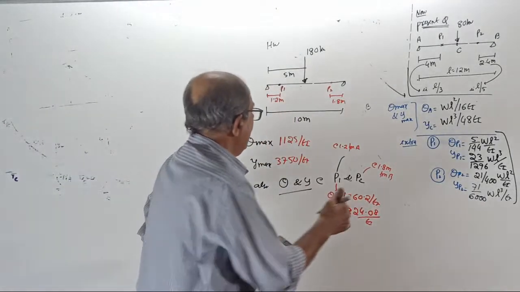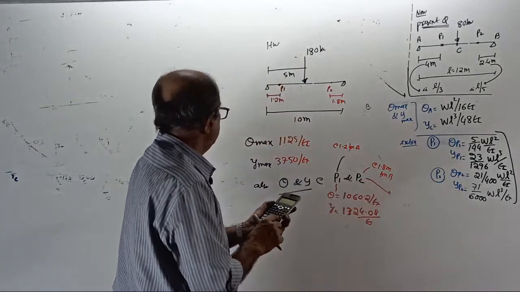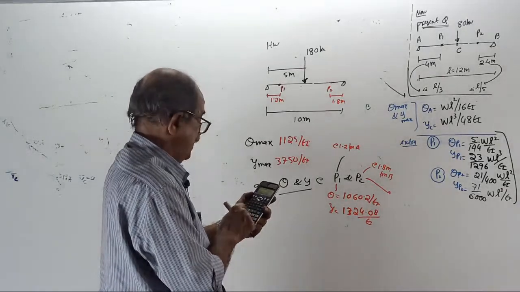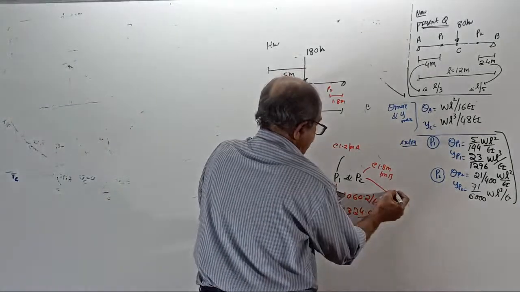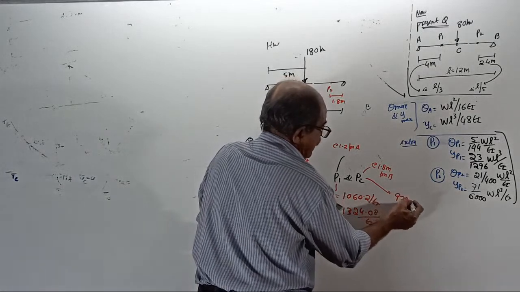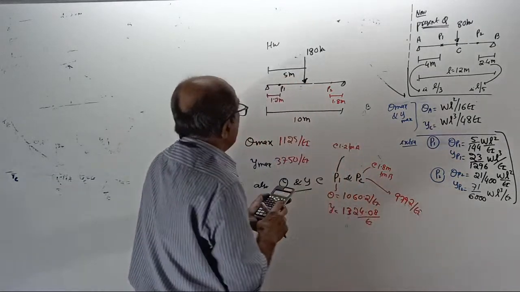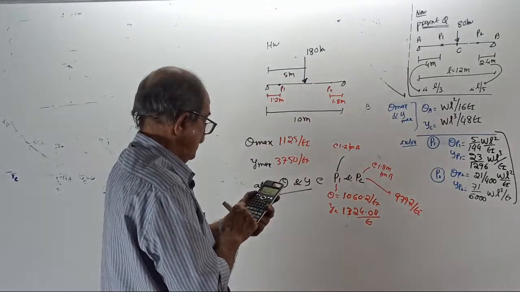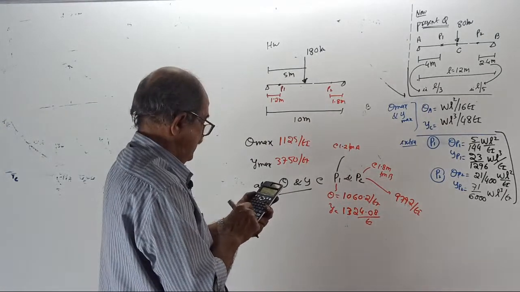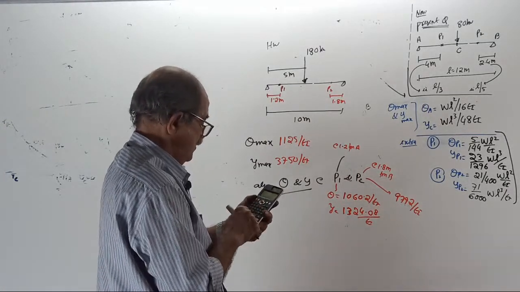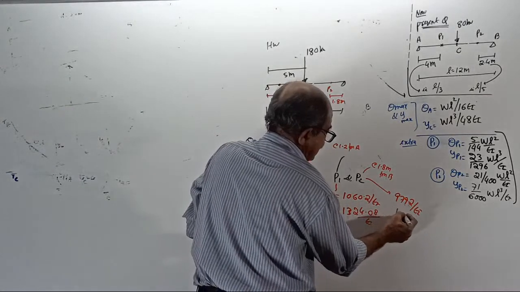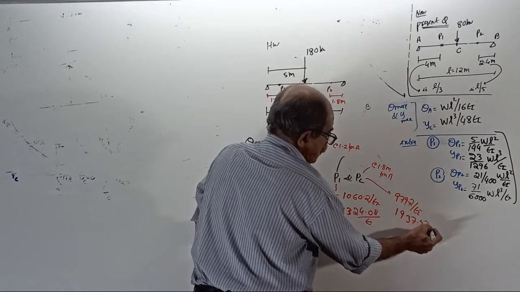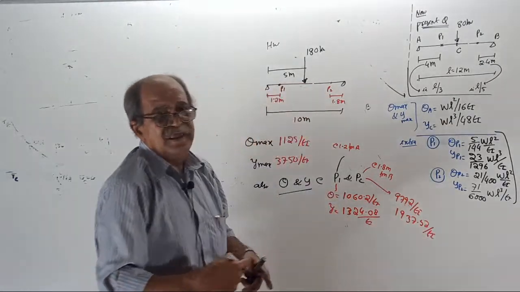I'll check once again. And P2 answer. Slope 979.2 by EI radians. Deflection 1937.52 by EI. Try correctly and get the answer.